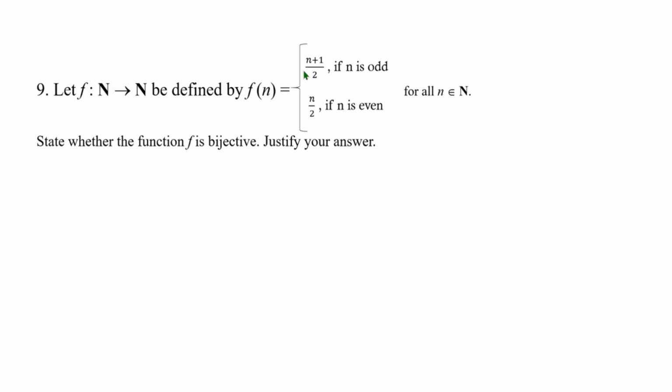So here, if we take the number 1, 1 is odd. So f(1) will be (1+1)/2, it is 1. If we take the number 2, 2 is even. So f(2) will be 2/2, that is equal to 1. So we get f(1) equal to f(2) equal to 1. Or two elements in the domain have the same image in the codomain. So f is not 1 to 1.